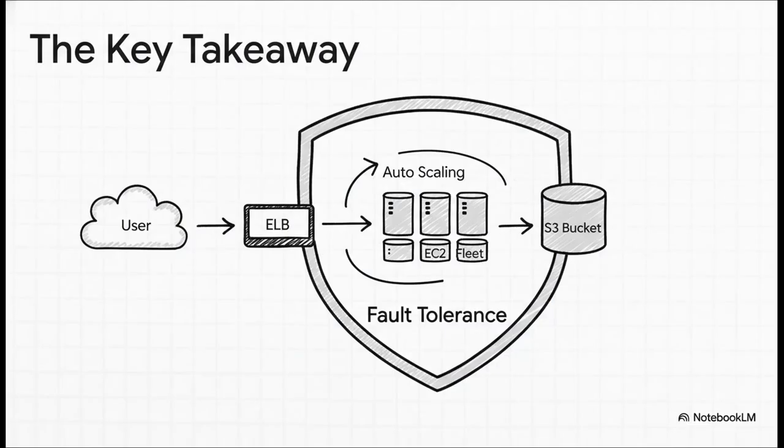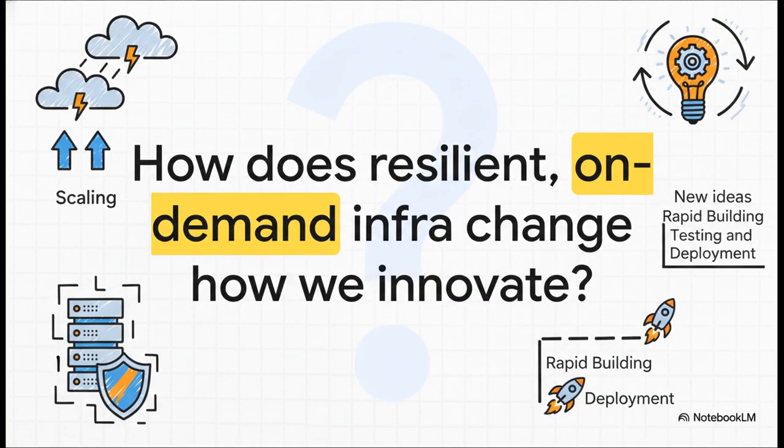So the key takeaway is this. By combining just a few core AWS services, we created a really powerful and foundational pattern for the modern web. We separated our compute with EC2 from our storage with S3. And then we put a smart traffic cop, the ELB, right in front to manage the flow. And the result is a system that can both scale up on demand and tolerate failures without ever missing a beat.